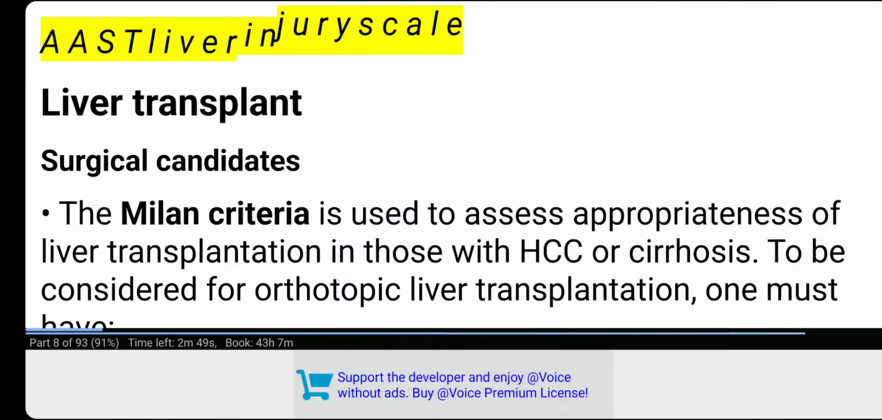AAST liver injury scale. Liver transplant. Surgical candidates.